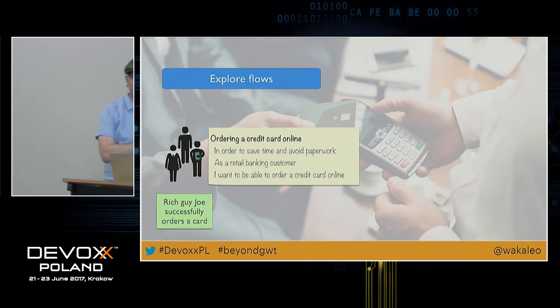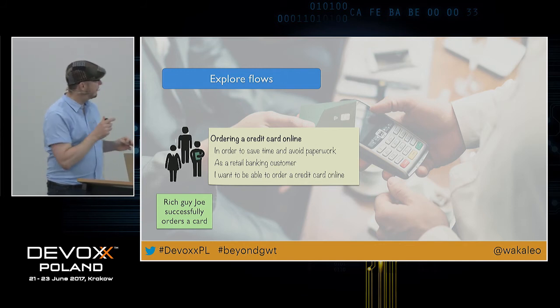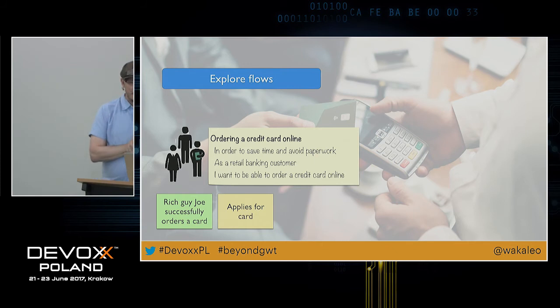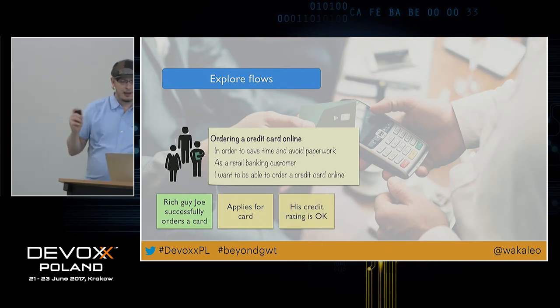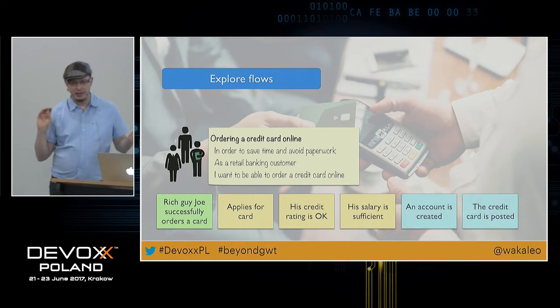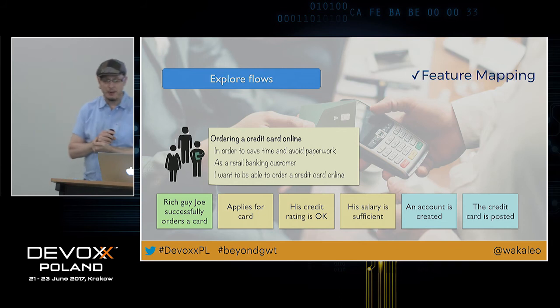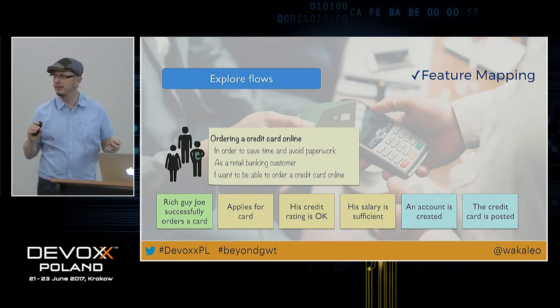So once we've got our example, Rich Guy Joe, how would that play out? What sort of flow through the system would that involve? So we can break that down. We can say, okay, well, he applies for a card, his credit rating's okay, his salary's okay, so an account gets created and a credit card gets posted off. So you can see the high-tech approach we're using here, known as post-its.